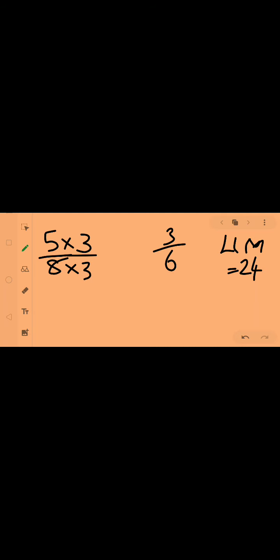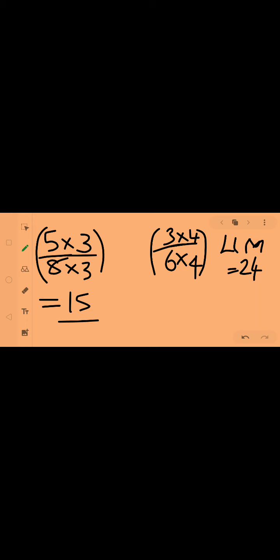Next fraction, 3 by 6. What number do we multiply so that we get the denominator 24? It is 4. We multiply 4 with the denominator, and the same number with the numerator. So we multiply both numerator and denominator by 4. Now, 5 3s are 15 and 8 3s are 24. Next, 3 4s are 12, so 12 upon 24.